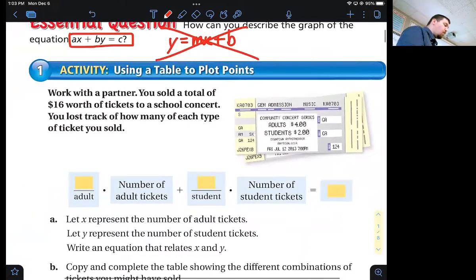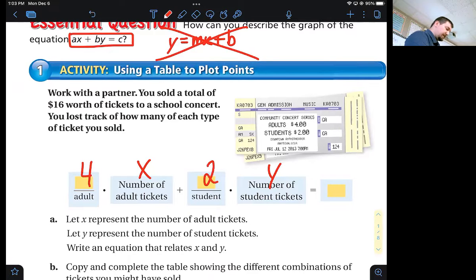So what you would do is, since we don't know the number of adult tickets, we'd have to use a variable for that. Let's just call that x. X represents the adult tickets. How much was each adult ticket? 4. So once I figure out how many there were, I would times it by 4, call it 4x, $4 per ticket. Plus, I'd have to add that with however many student tickets I sold. Let's call the number of student tickets y. How much was each student ticket? $2. So let's call it 2y.